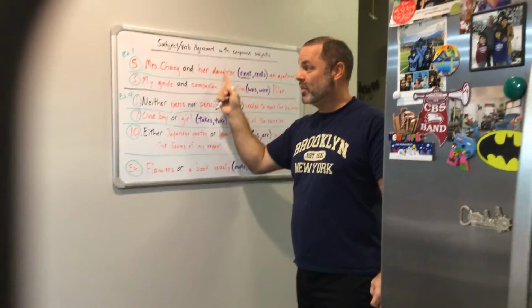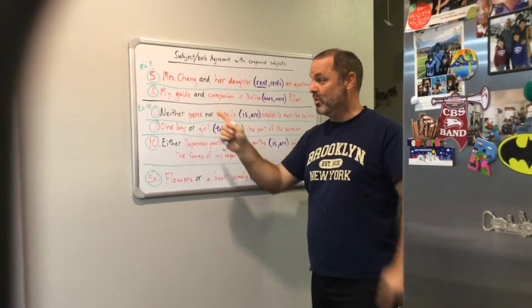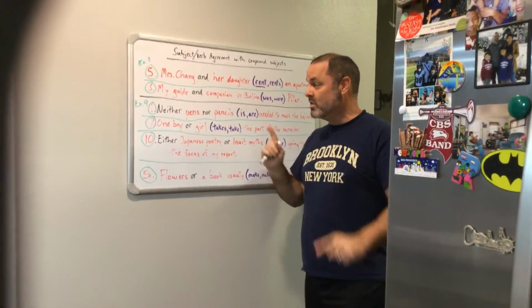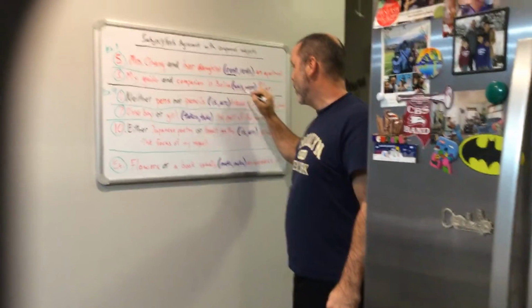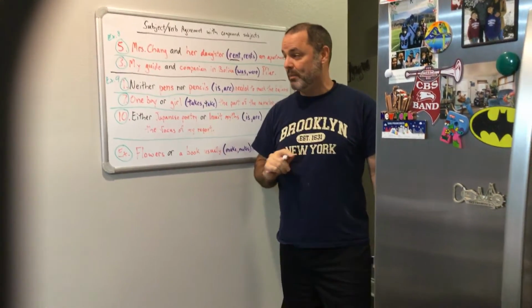It's not referring to two different parts like we had in example 5. Mrs. Chang and her daughter, that's two different people. In number 3, my guide and companion, that's only one person. So we would need the singular verb here. My guide and companion in Bolivia was Pilar. So that one's an exception, so be careful of that one.